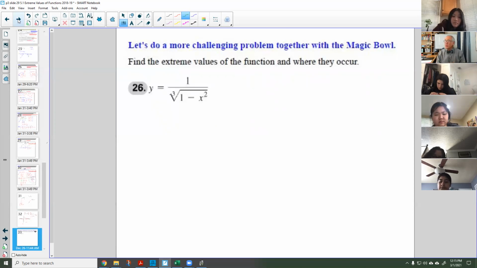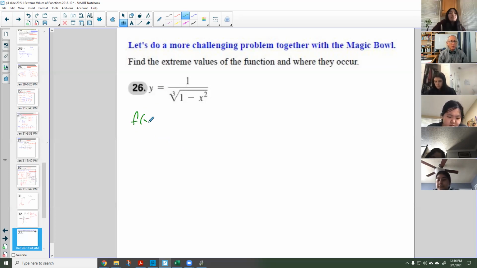All right, so we're going to do, this is a more complicated problem. Not that much more complicated, but just a little bit more complicated. So let's go to the magic bowl and say, okay, so Victoria, how would you like to start this problem? What do you think we should do to start this problem? Find the derivative of it. Oh, great, let's find the derivative. Okay, so do you want to help me do that? This is f of x.